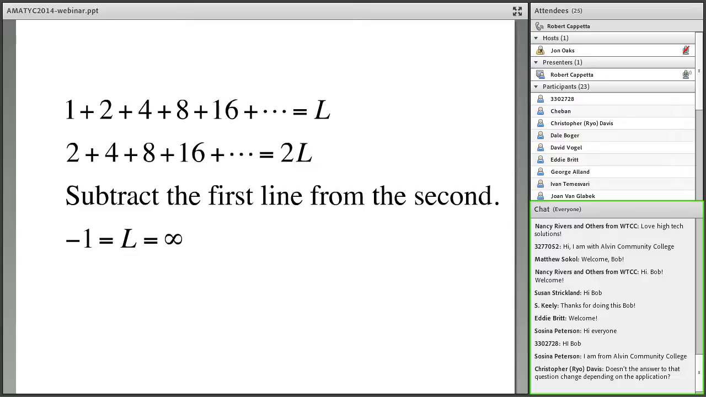If we say 1 plus 2 plus 4 plus 8 plus 16 and so on is L, if we double everything, 2 plus 4 plus 8 plus 16 and so on is 2L. And then if we subtract the first line from the second line, we wind up getting -1 is L, which is infinity. Now, why does something like this happen?